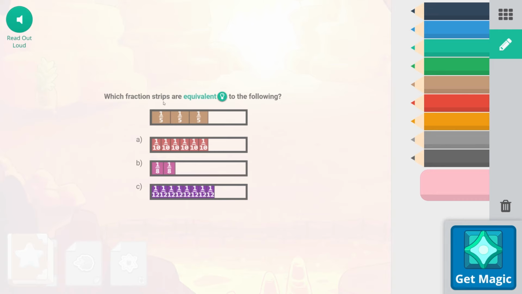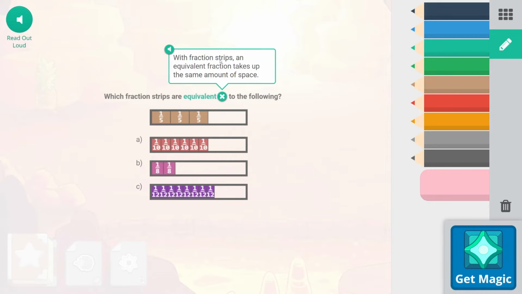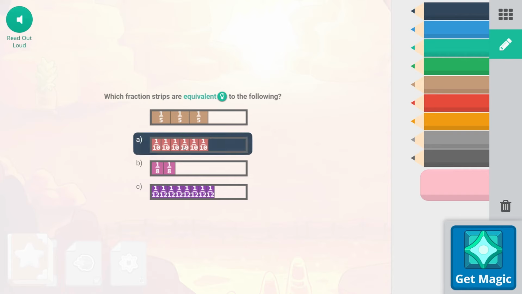Okay, which fraction strips are equivalent? So equivalent is the same. With fraction strips, an equivalent fraction takes up the same amount of space. So 6/10 is equal to 3/5.